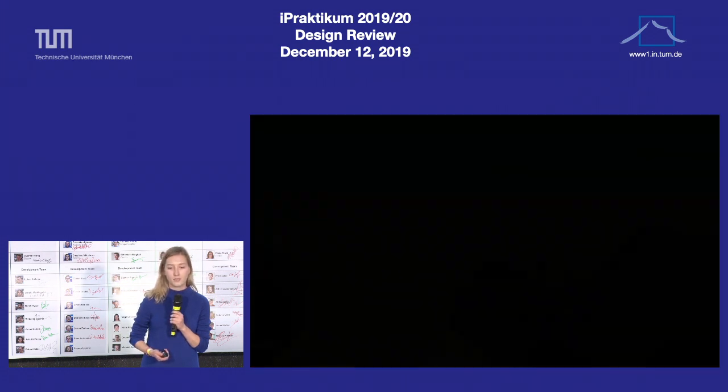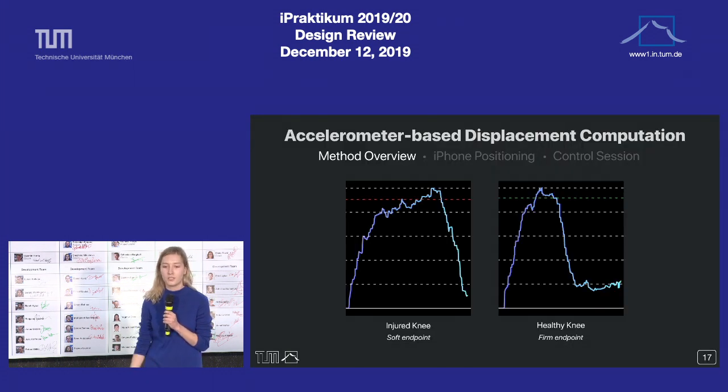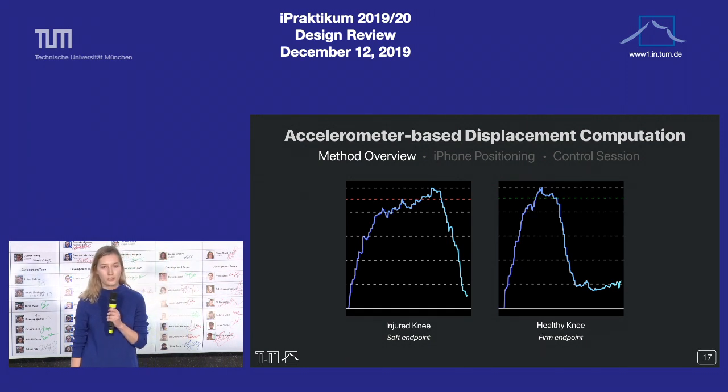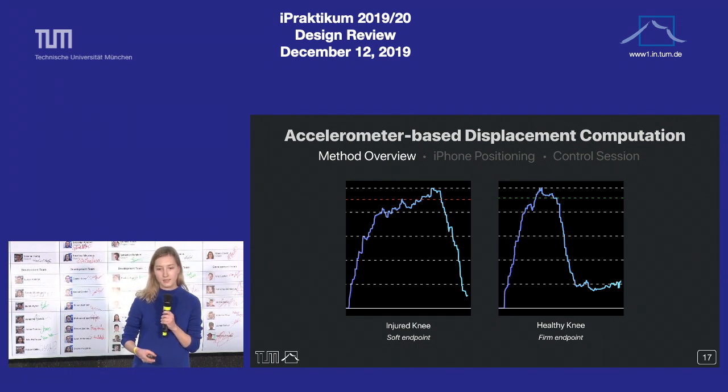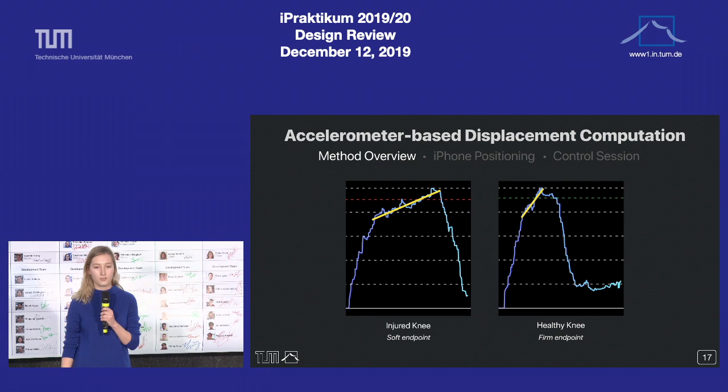But we have discovered that the slope of net acceleration describes the behavior of the knee motion exactly the way we need it to. For example, if the knee is injured, then the laxity of the soft tissue surrounding the knee joint is increased, which results in a soft and mushy endpoint. But if the knee is healthy, we have a firm endpoint. If you look at those graphs, you can see that the slope of the injured knee looks much softer than the slope of the healthy one.